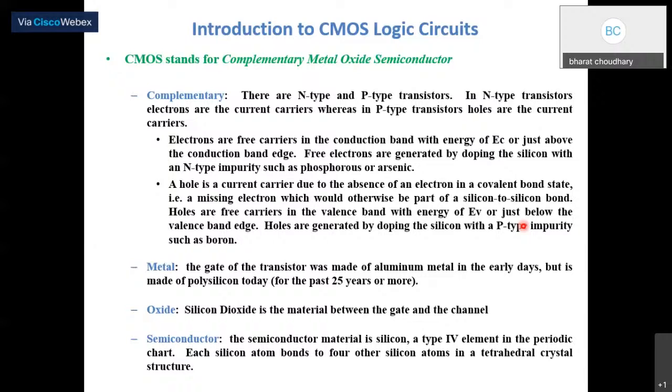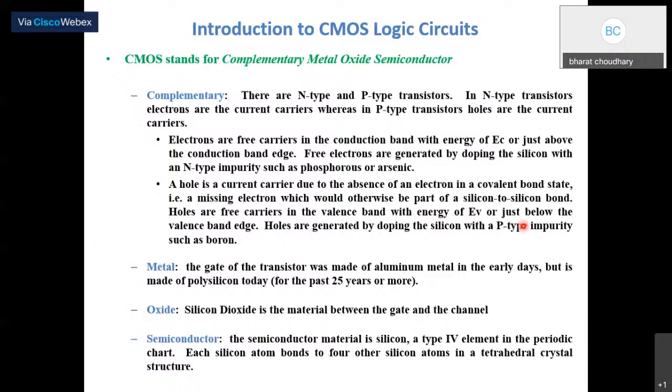The second term is metal. Here the transistor gate is made up of aluminum metal. In the earlier days it was made of aluminum, but nowadays it is made of polysilicon. Next is oxide. Silicon dioxide is the material between gate and channel. This is the most preferred material and works as an insulator between metal and semiconductor.